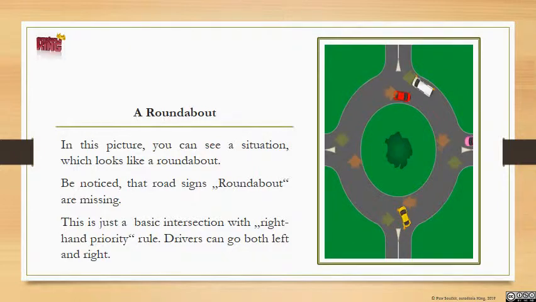In this picture, you can see a situation which looks like a roundabout. Be aware that the road signs for a roundabout are missing. This is just a basic intersection with the right-hand priority rule. Drivers can go both left and right.